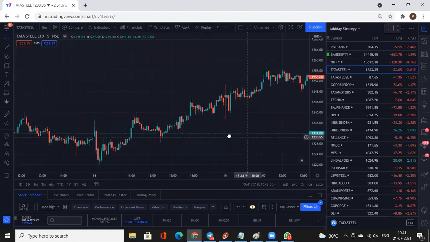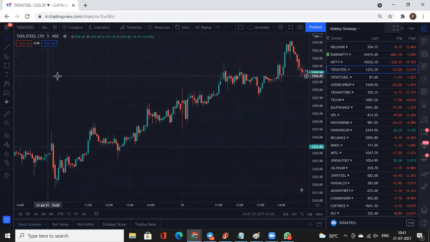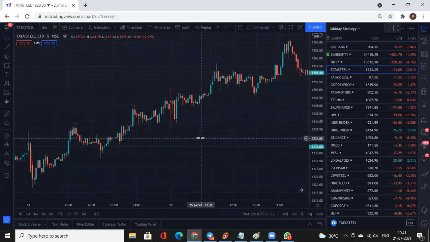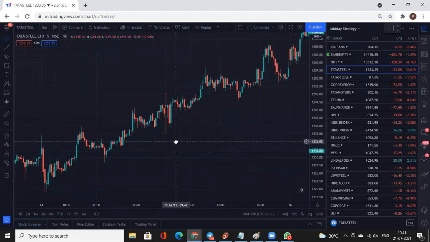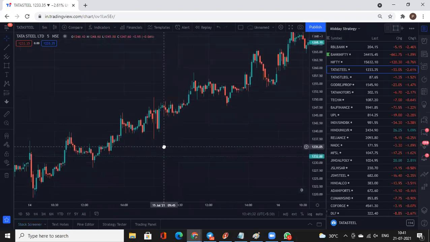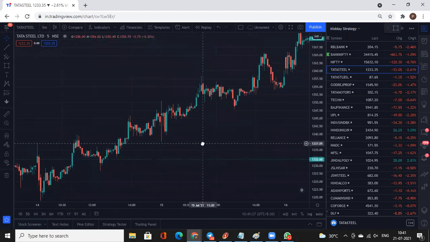See, I don't have anything up and running in my TradingView, and this is how I work. I don't have any kind of indicators with me. I simply keep on marking the levels, and then I just keep on doing the trading.